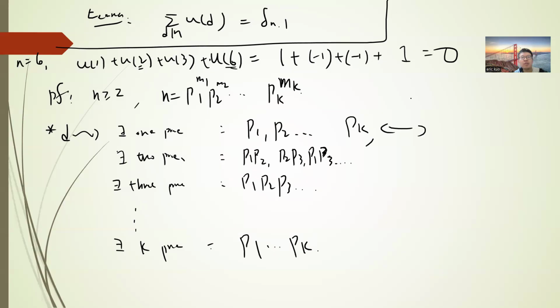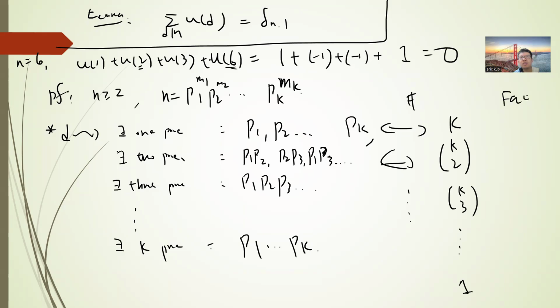So we just count the number of them, right? The number of these has k, and the number of these is k choose 2, k choose 3, and up to the end. Sorry, there are contributions. So the contribution of a single prime will give you -1. This will give 1, -1.